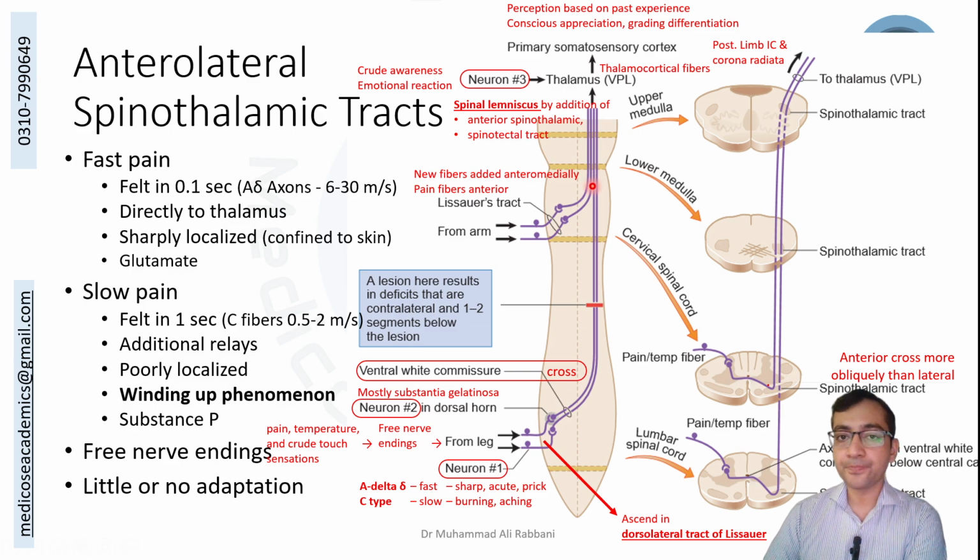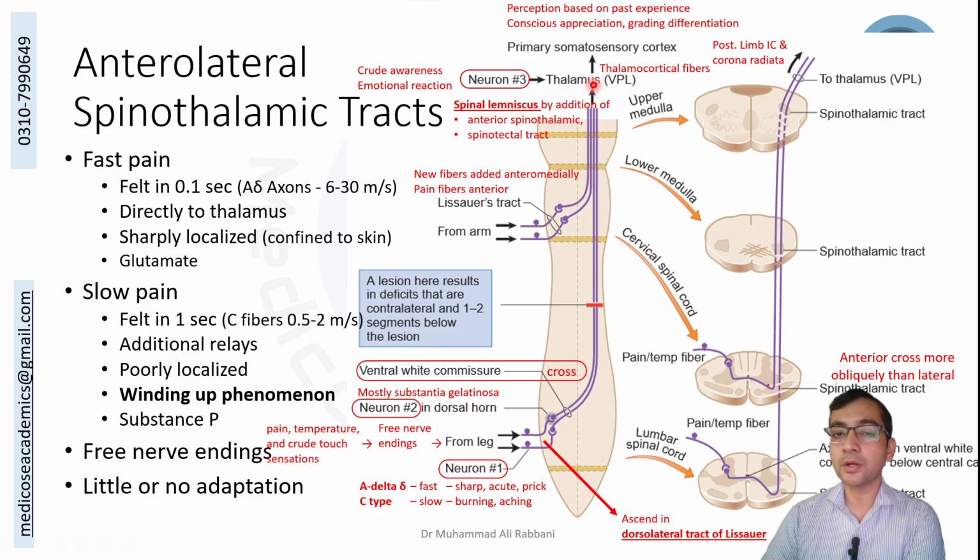As it is moving up, the second order neurons coming from the higher up areas are being added on the medial aspect. As it goes to the brainstem, the anterior and lateral spinothalamic plus the spinotectal will travel together as the spinal lemniscus until it reaches the thalamus, the ventroposterior nucleus of the thalamus. That is the third order neuron, and crude awareness and emotional reaction are present there.